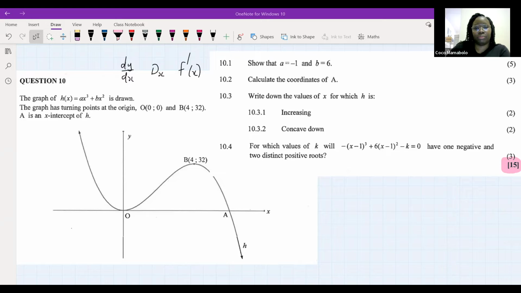Oh, I see. All right, Sifle, let me have a look. No, my sweetie, it should be 3A. Should be 3A. Yes, Linda, you're correct. Sihle, it should be 3A squared and 2BX. Okay. Let's have a look again.